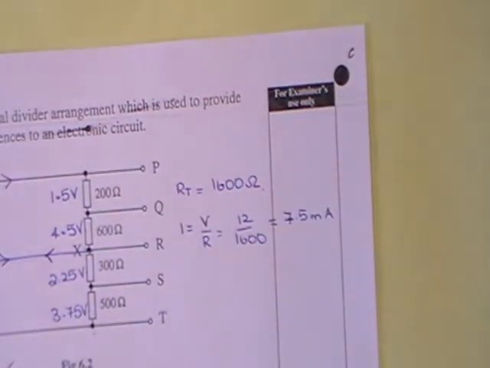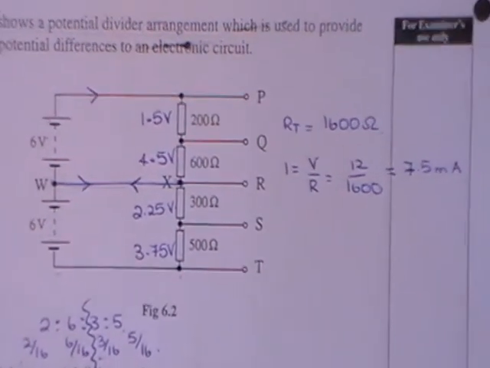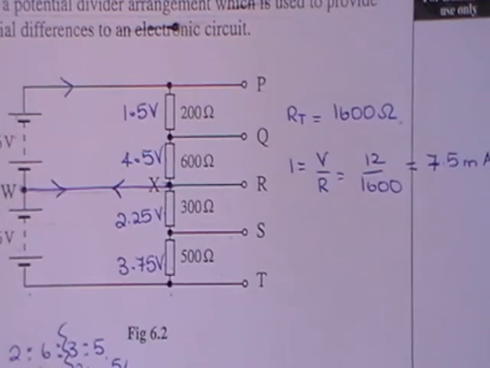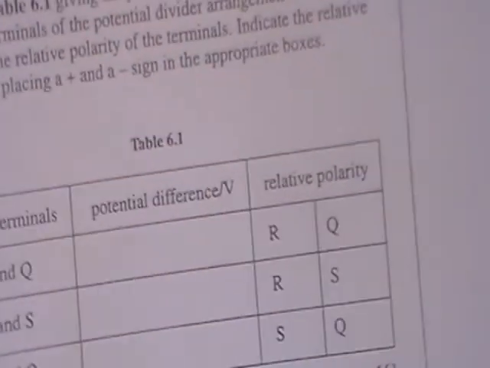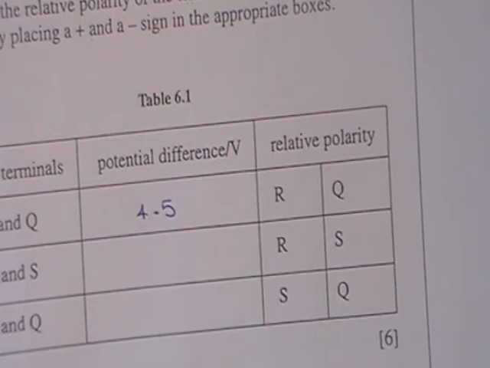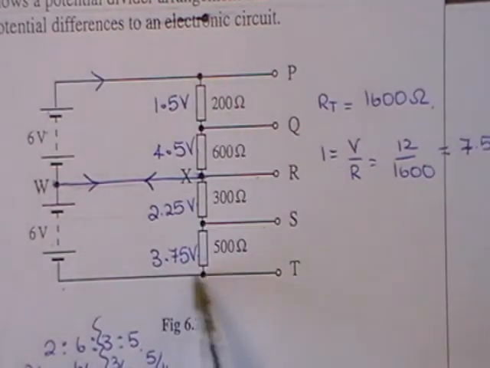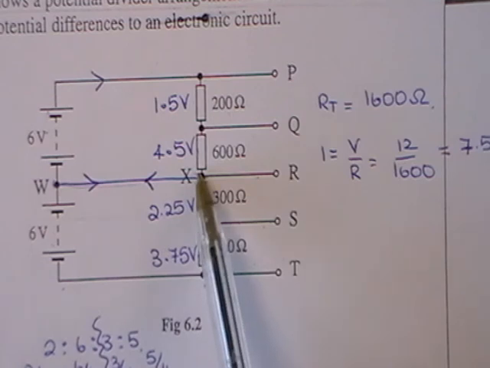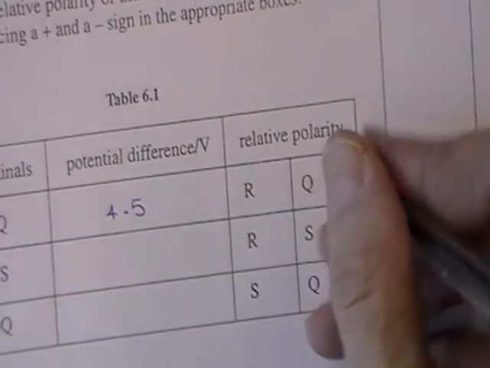Right, so the first question in our table over the page asks you to fill in the potential difference between R and Q. Between R and Q we have 4.5 volts. And it says put in the relative polarity. If we look there, R is on this side and it's closest to the negative, and Q is on this side and it's closest to positive. So Q is positive and R is negative.